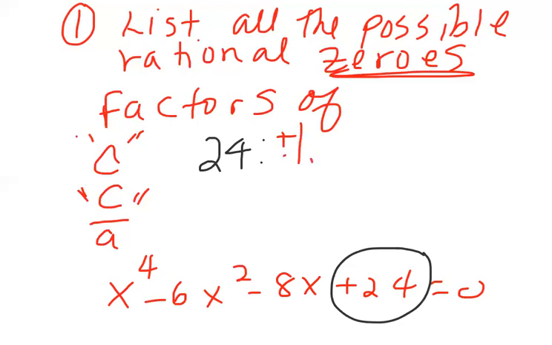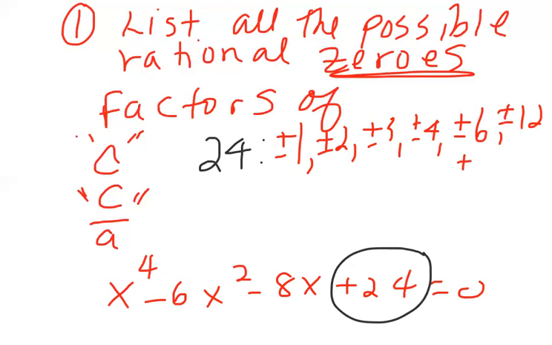So plus or minus 1, plus or minus 2, every single number that divides into 24 evenly, every factor of 24, guys. Plus or minus 3, plus or minus 4, plus or minus 6, and yes, the list keeps going. Plus or minus 12, plus or minus 24. Now, guys, additionally, you have to take the A value into consideration.